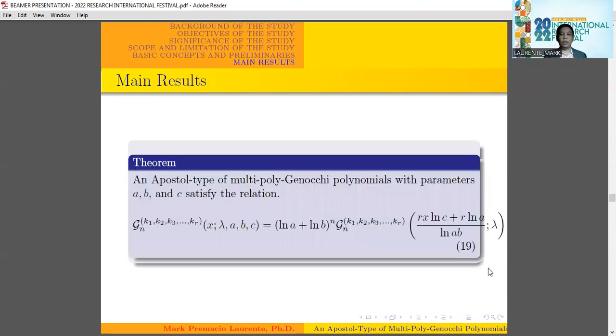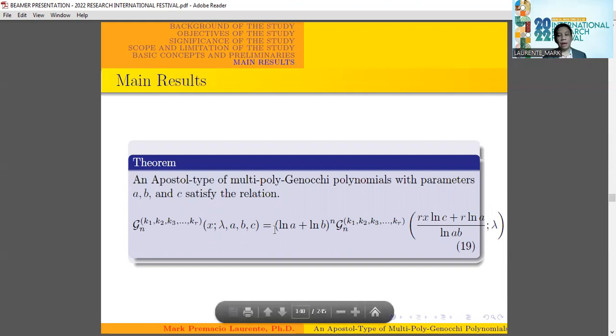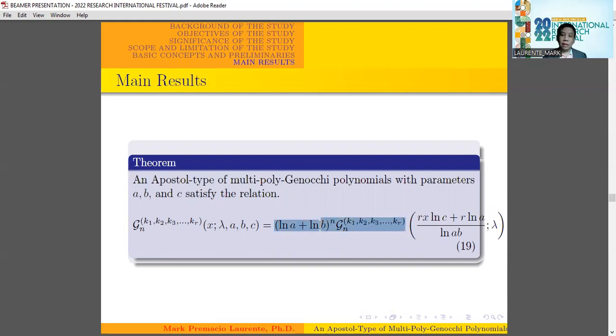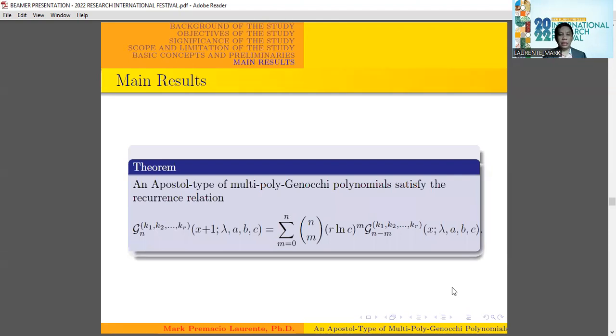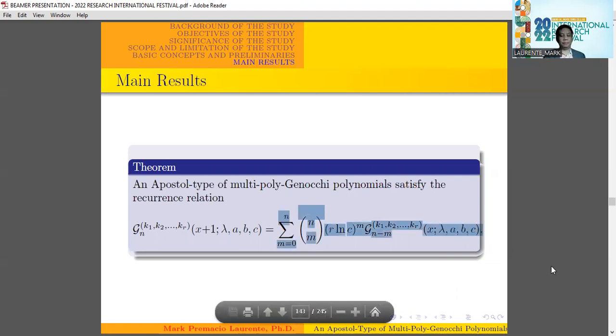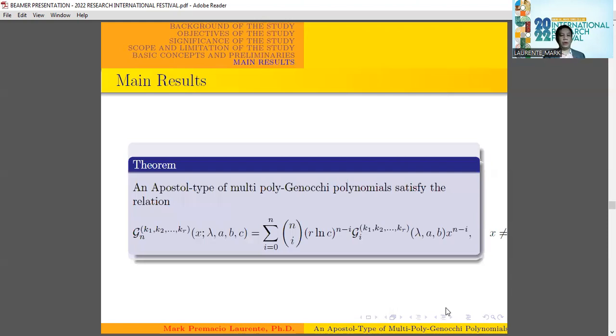Okay, so the first result, theorem: the Apostol-Type Multi-Poly-Genocchi Polynomials with parameters a, b, and c satisfy the relation, which is this one. So you notice that we have the concept of the logarithm. So we have equation 19, and also another result. Okay, the Apostol-Type Multi-Poly-Genocchi Polynomials satisfy this recurrence relation described by the right side. Another is that the Apostol-Type Multi-Poly-Genocchi Polynomials satisfy the relation, which is also this one.